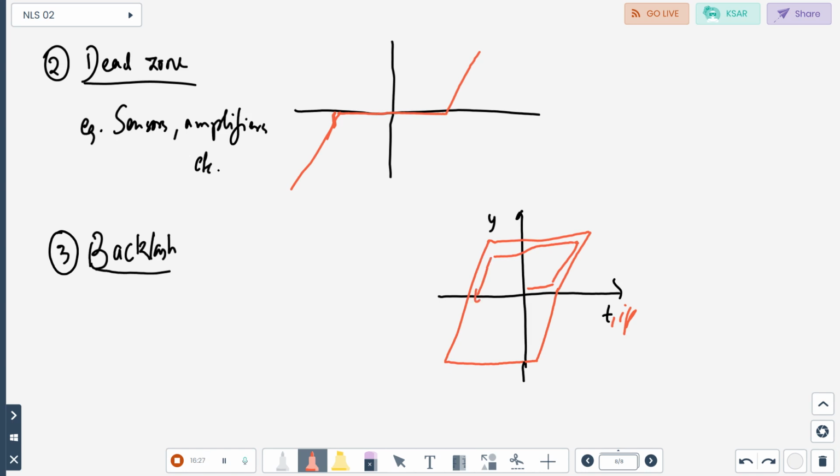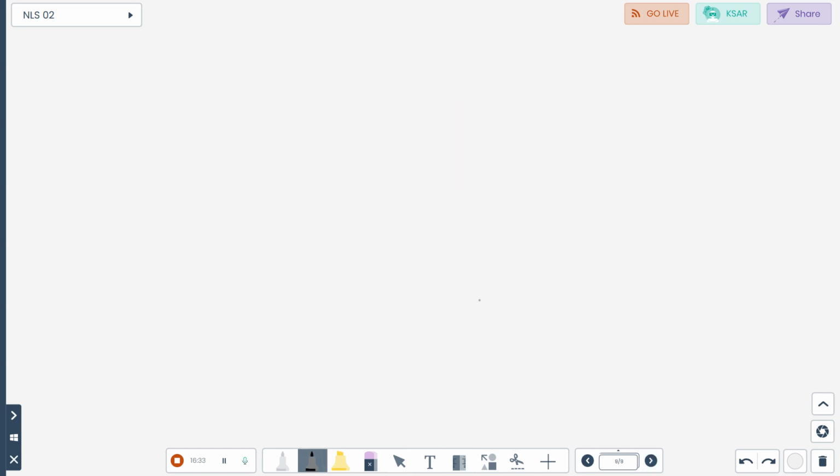So now we have looked at backlash. Now we look at hysteresis first. That will be the fourth type of nonlinearity.